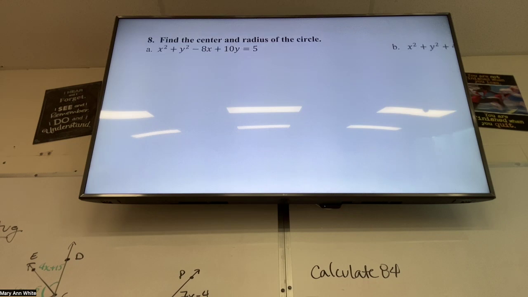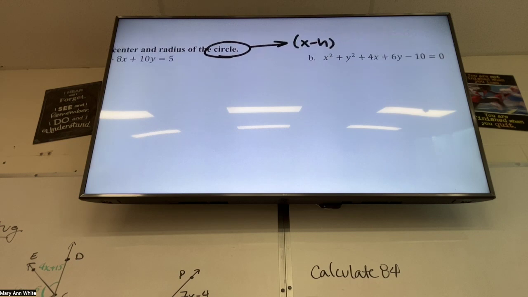So can you remind me, what is the equation of a circle? We learned that a couple days ago. x minus h, good, squared plus y minus k squared equals r squared. Very good. So we got to get it in this form, and then I'll easily be able to find my center, which is my h and my k, and I'll easily be able to find my radius.